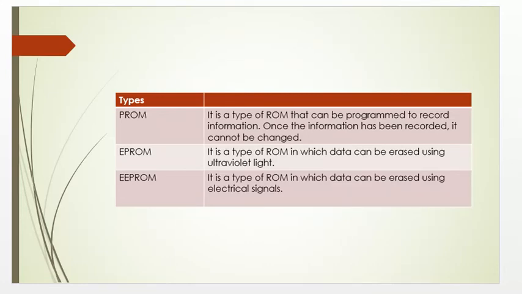EPROM, erasable programmable read-only memory. It is a type of ROM in which data can be erased using ultraviolet rays. It means we can write the data but it can also be erased if we use ultraviolet light. EEPROM, electrically erasable programmable read-only memory. It is a type of ROM in which data can be erased using an electrical signal. So these are the different types. The PROM is a type in which the data is not going to be erased or changed, but in EPROM and EEPROM, we can erase the data by using ultraviolet light or electrical signal. So this is our today's topic.